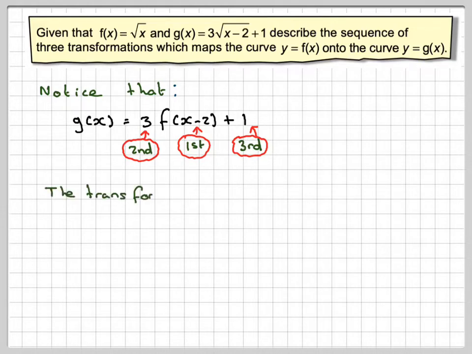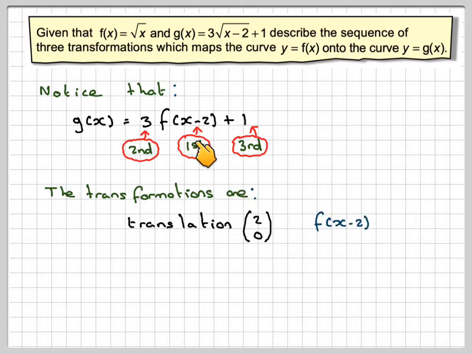So the transformations are a translation by (2, 0). This is this bit, f(x minus 2) is a translation by (2, 0). Remember, when it's minus here, it moves 2 units to the right. And when it's plus, it's 2 units to the left.